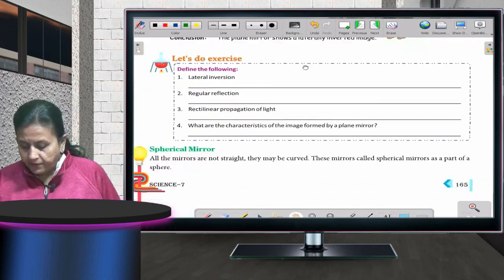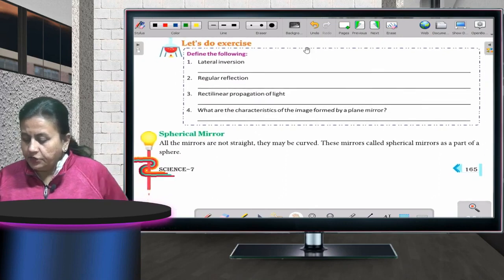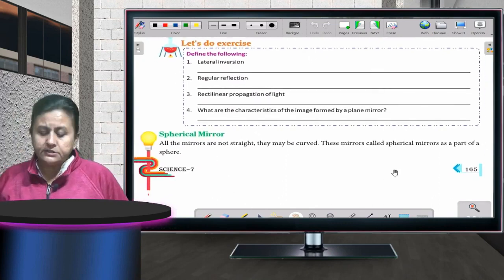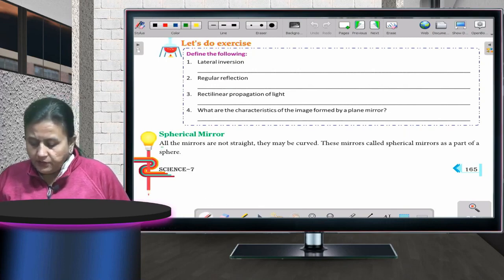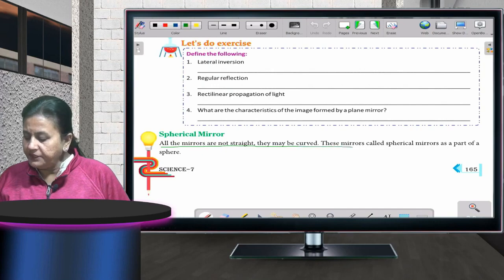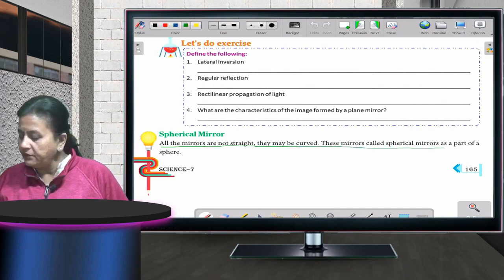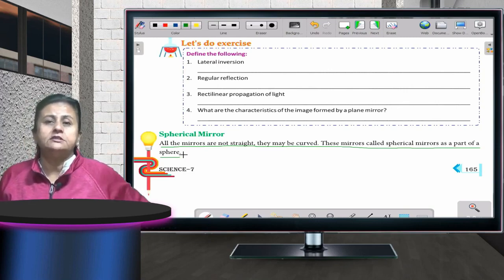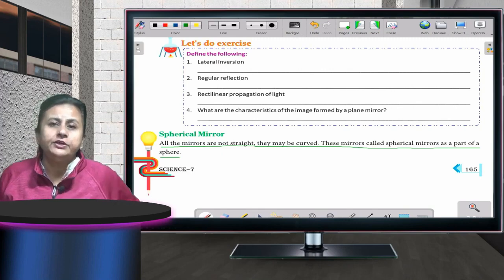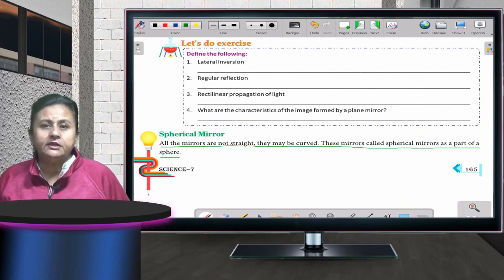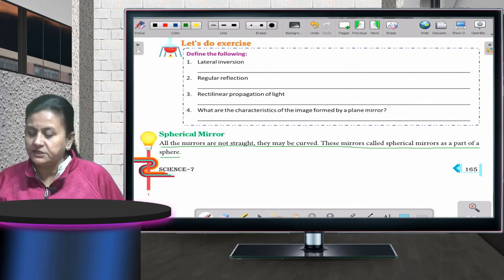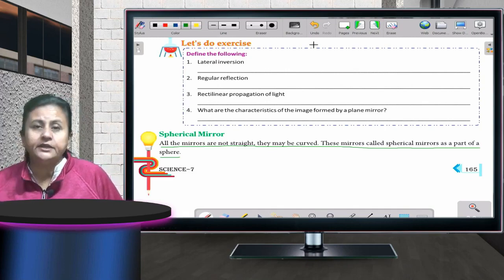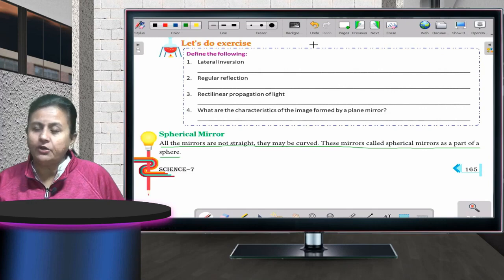Okay. Now, the new topic. So, my dear students, let me tell you about what spherical mirrors are. All the mirrors are not straight. They may be curved. These mirrors are called spherical mirrors, as they are a part of a sphere. Children, there are three types of mirrors. First is the plane mirror, the one which we are using in our homes. The second one is concave and the third one is convex mirror.